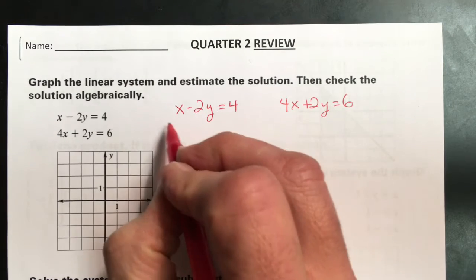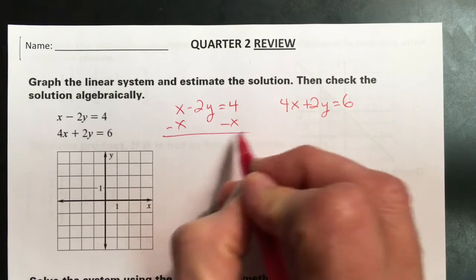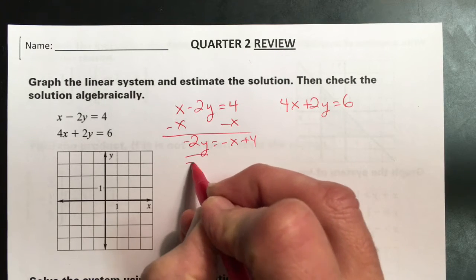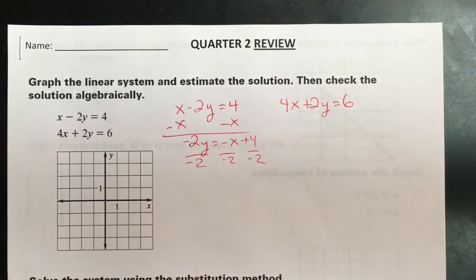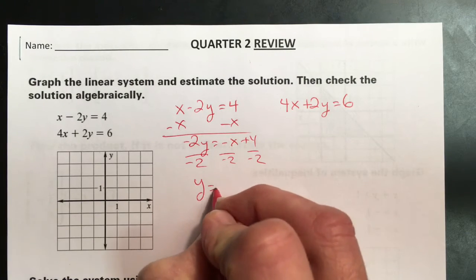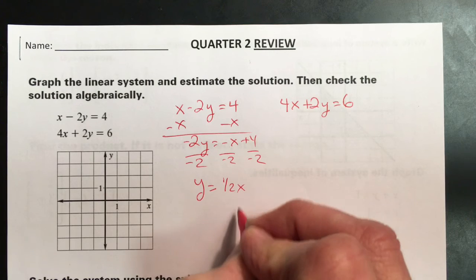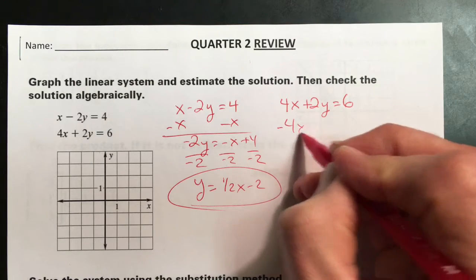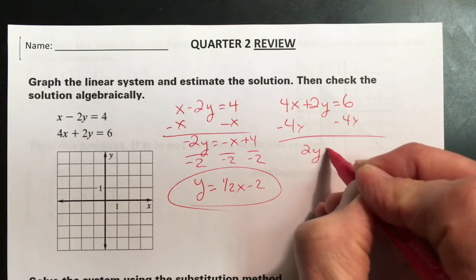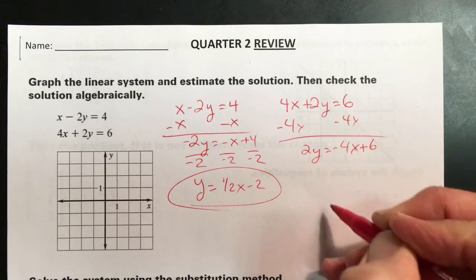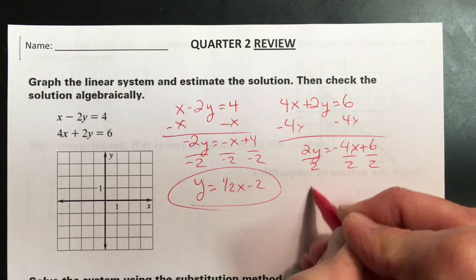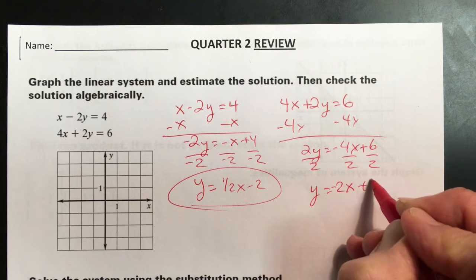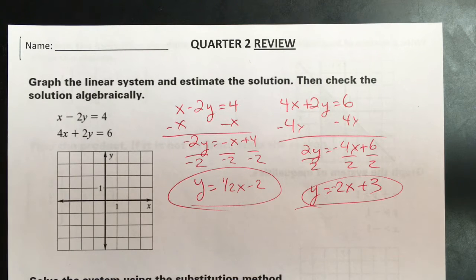All right, solving for y. I'll go fast through this, so keep moving. Negative 2y equals negative x plus 4. Divide everything by negative 2. So then we have y equals, this is going to be 1/2 now, positive 1/2 x minus 2. So I'm graphing that. This equation, subtract 4x, 2y equals negative 4x plus 6. Divide everything by 2. Y equals negative 2x plus 3. So now I can graph them easily enough.